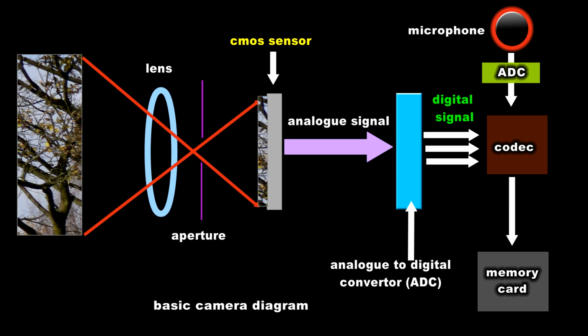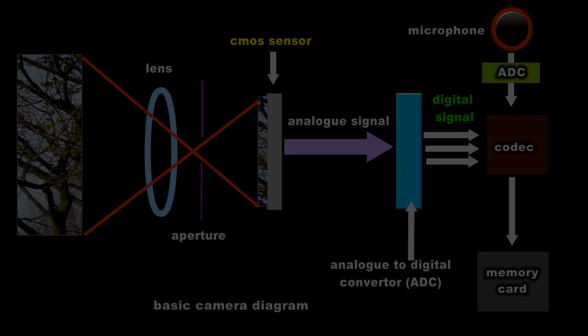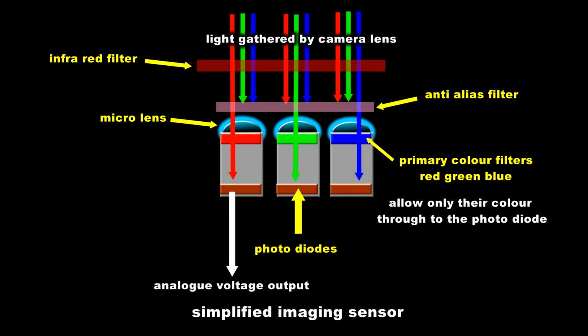We can see the lens images the subject onto the CMOS sensor. In between the lens and the CMOS sensor we have the aperture, and the aperture controls the amount of light falling on the sensor. We have an electronic shutter which also governs the amount of time that the sensor is exposed to light. The actual sensor itself contains an array of photosites or photodiodes.